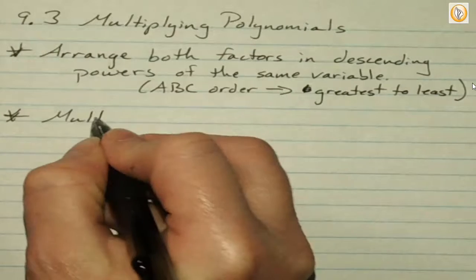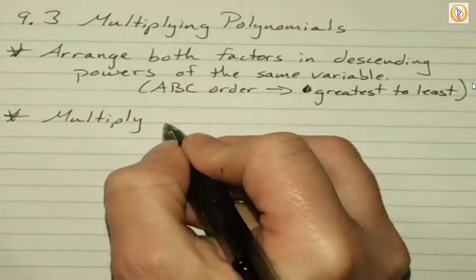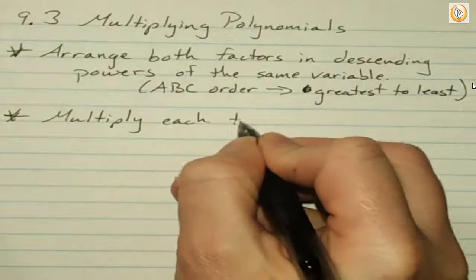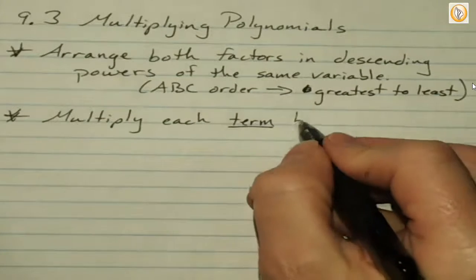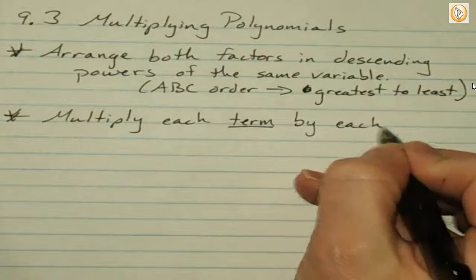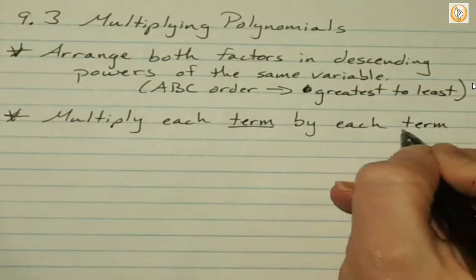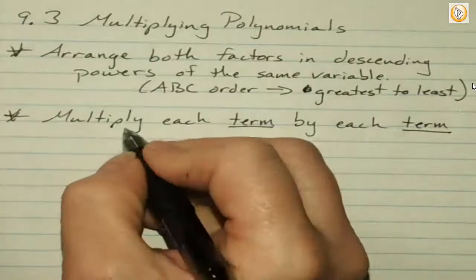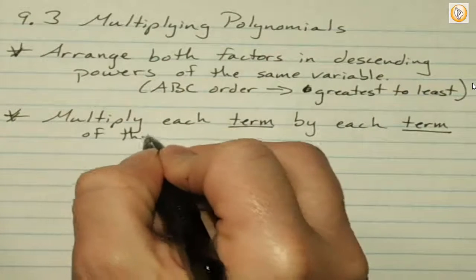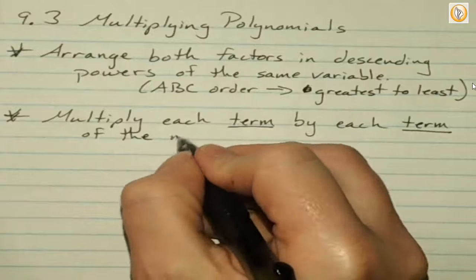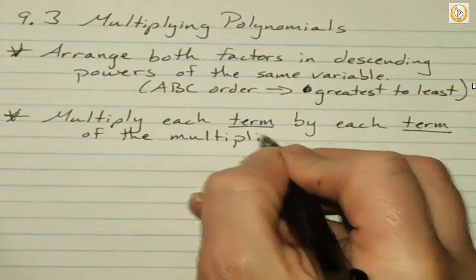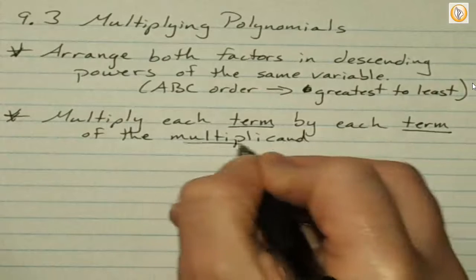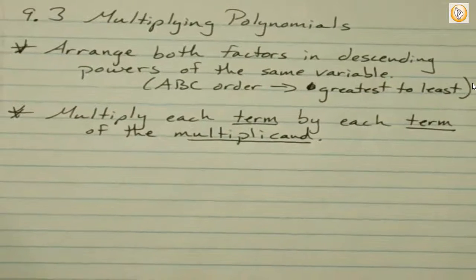Then you're going to multiply each term by each term of the multiplicand. You've got to remember what term is. And I'll give you examples in a minute.